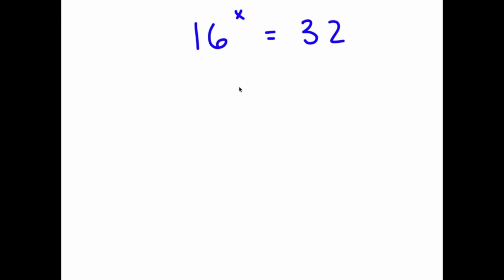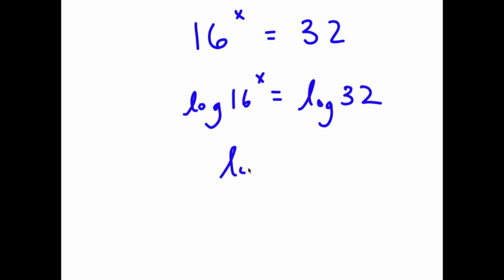Alright, so in this problem, I have 16 to the power of x is equal to 32. So to solve this, well, I actually have multiple different methods. So my first method, I'm going to take the log on both sides. So I have log 16 to the power of x is equal to log 32.